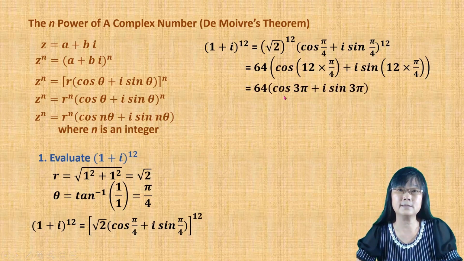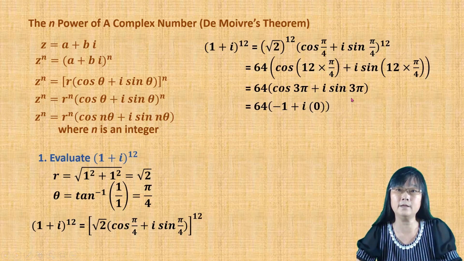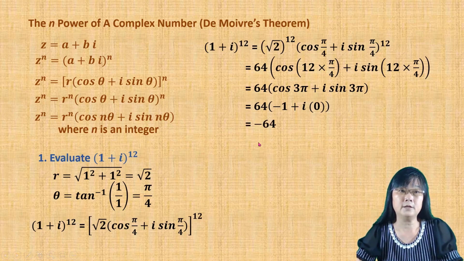After this, I need to change the complex number back into Cartesian form. Now I press the calculator for cos 3 pi, I will get negative 1. And sin 3 pi is equal to 0. So therefore, the answer is negative 64.